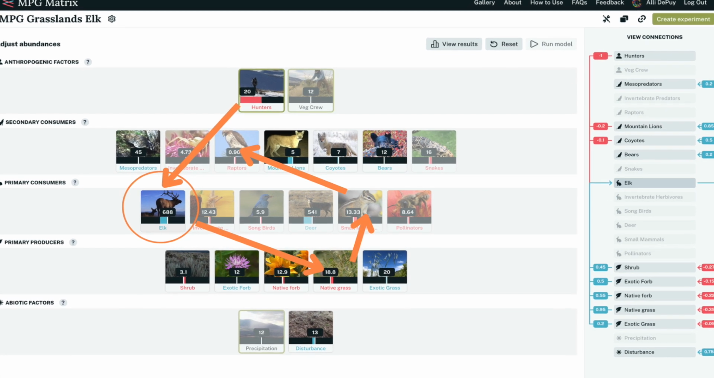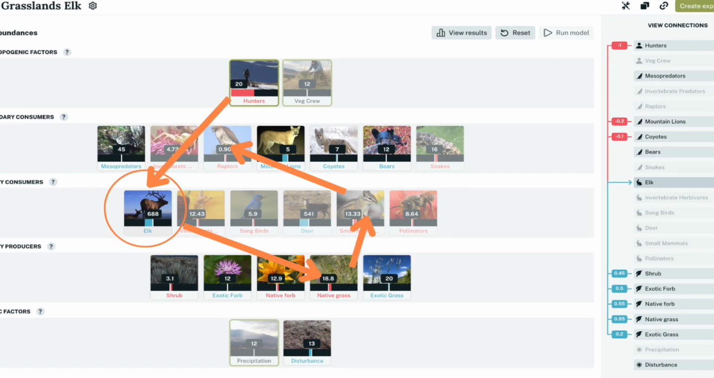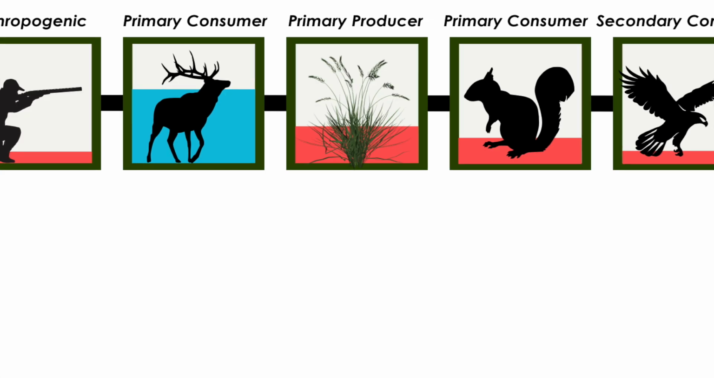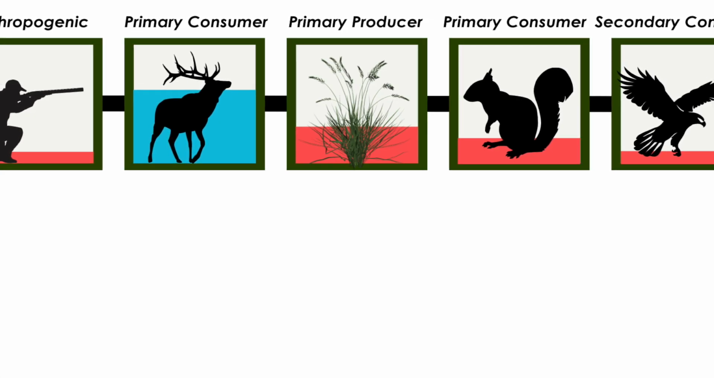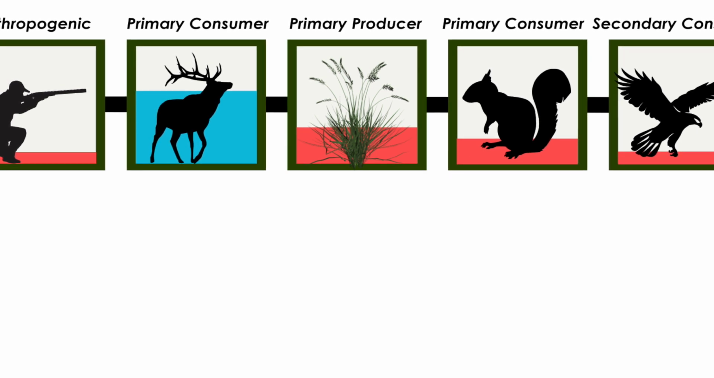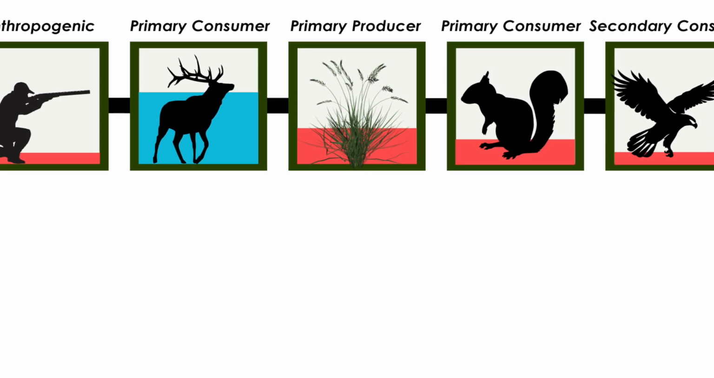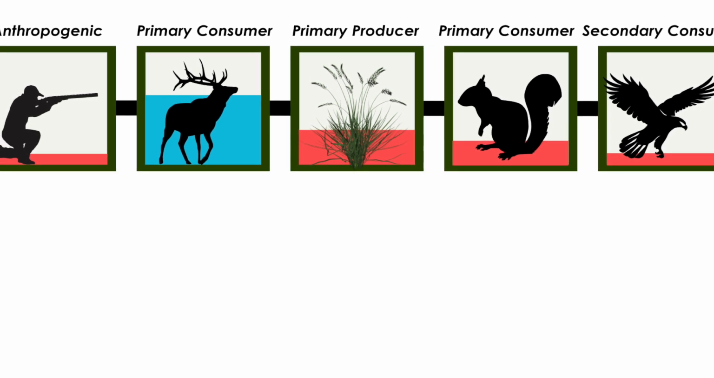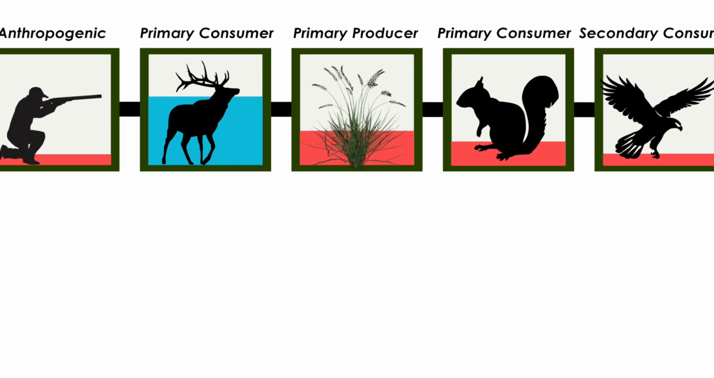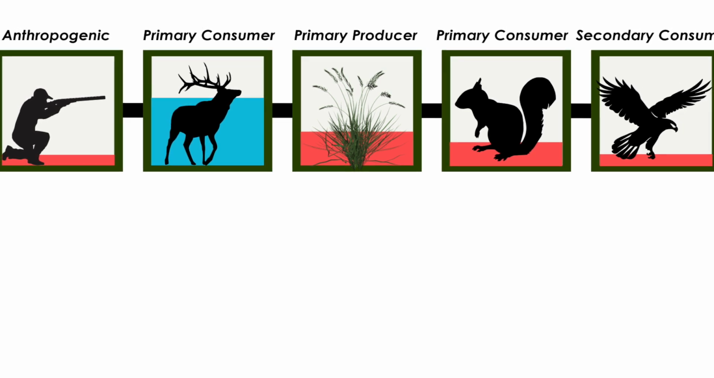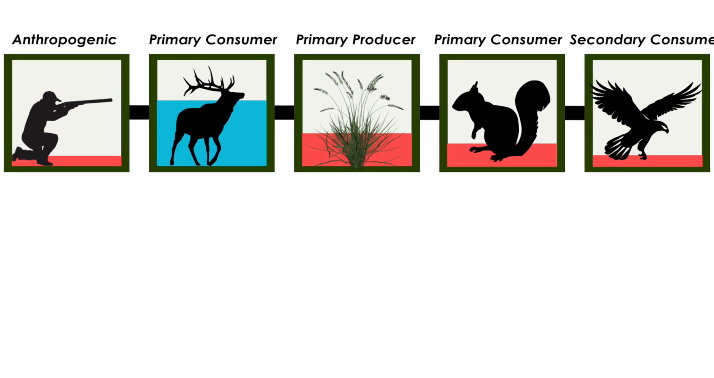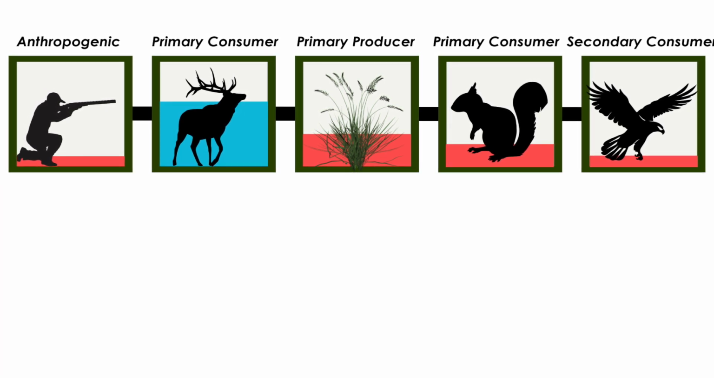Continue your hunt through the different trophic levels until you can create your map. Your map must include a primary producer, primary consumer, and secondary consumer. Your map may contain more than one organism from each trophic level. Your map must include elk. It may consist of an abiotic or anthropogenic factor, but that is not necessary.